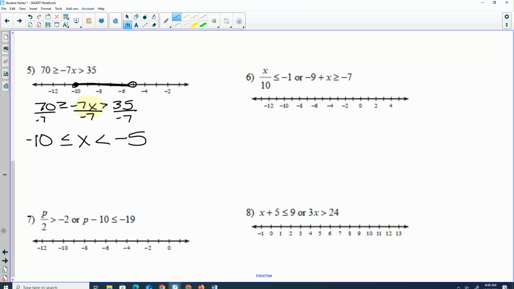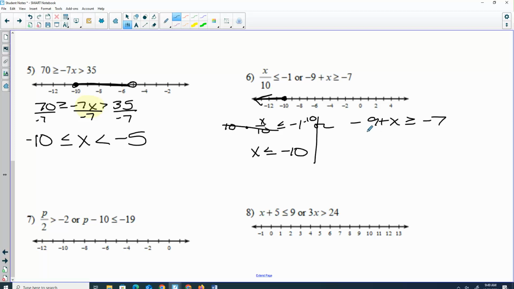When I look at number 6, this is an or. So when we do ors, we're solving two separate problems. So for the first one, it's x divided by 10. So the opposite of dividing by 10 is multiplying by 10. So we get x is less than or equal to negative 10. And equal to would be a closed circle. Less than would go to the left.